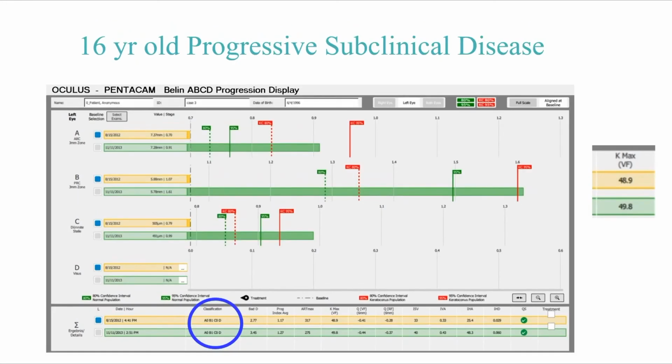Here's a 16-year-old with progressive subclinical disease. Again, notice Kmax 48.9, 49.8, just under that one diopter that in at least many countries, I know in the U.S., we're required to show. But look what's going on. Changes on the anterior surface well past the 95, changes on the back surface well past the 95, and corneal thinning well past the 95% confidence interval. Each layer, A, B, and C, well past the 95% confidence interval, yet most insurance companies will not cover.